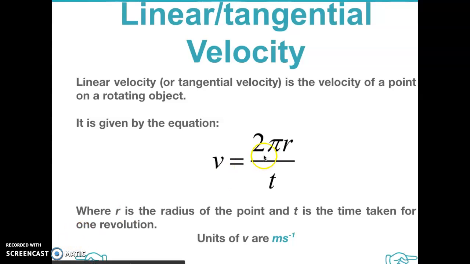As you know, the total distance that you cover as you move round in a circle is 2 pi r, the circumference. And the time in that case would be the time taken for one revolution. The actual name for that specific time is called period. We came across that in waves and it's interchangeable. So v would be 2 pi r, the circumference, divided by the period. v being the linear velocity of the point on a rotating object.